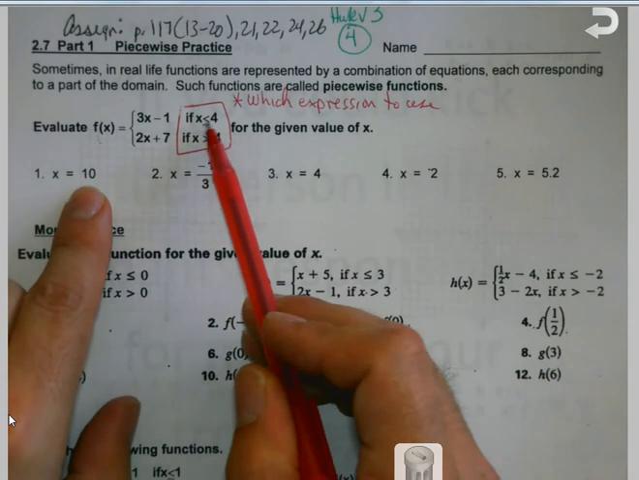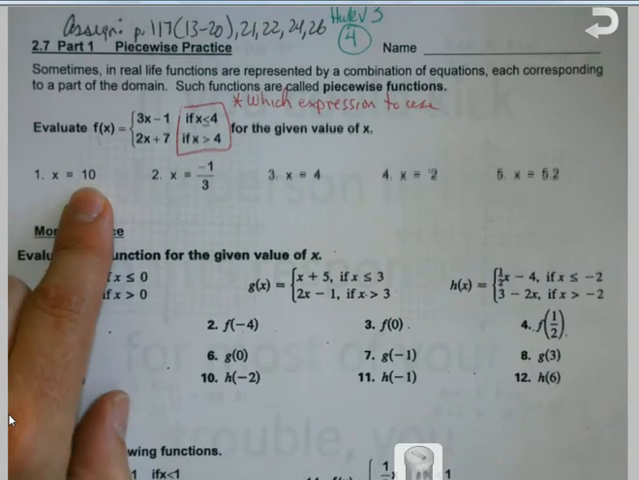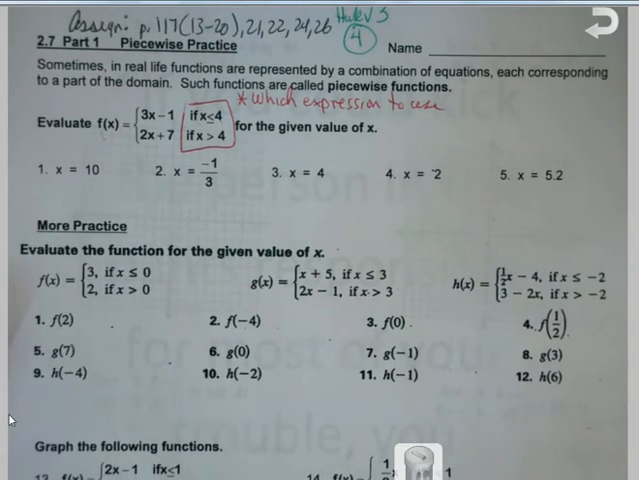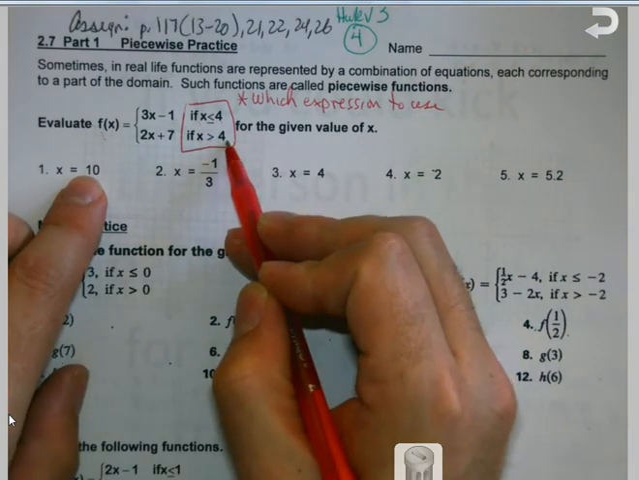Is 10 less than or equal to 4? No. Is 10 greater than 4?